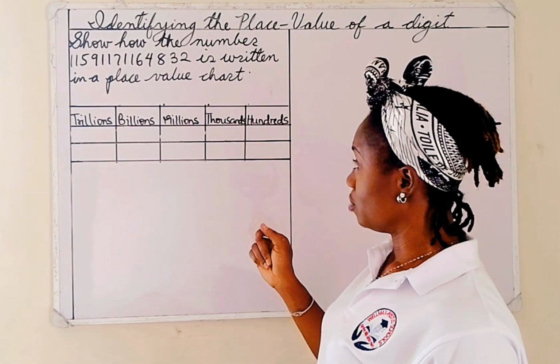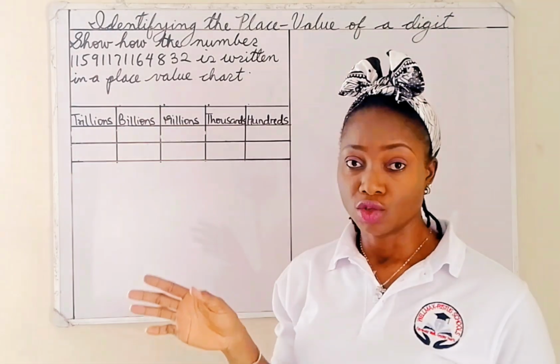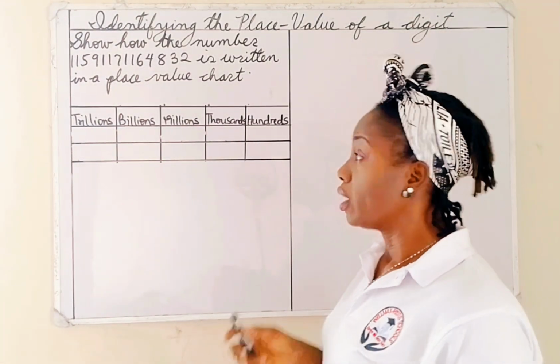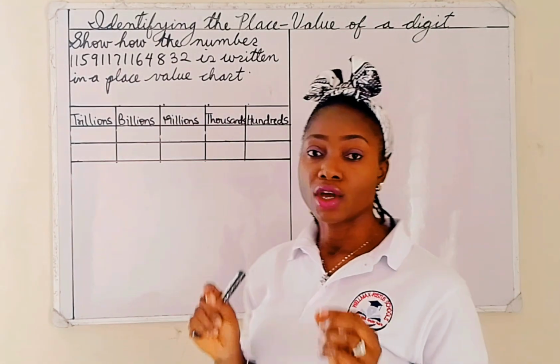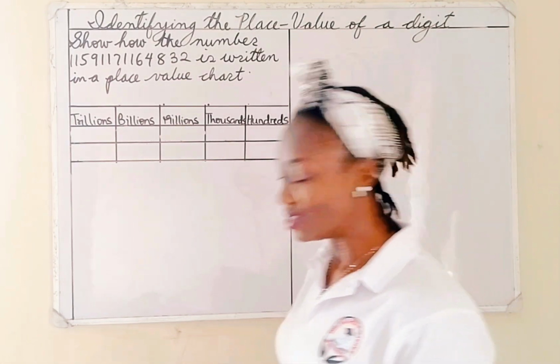Now on the board we are asked to show the value of these numbers written in a place and value chart. So I'm going to show you how to do this. But before we go ahead, we're first of all going to separate the numbers with a comma. Now let's get right into it.